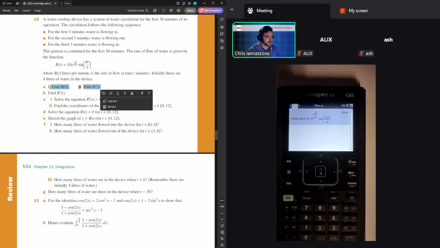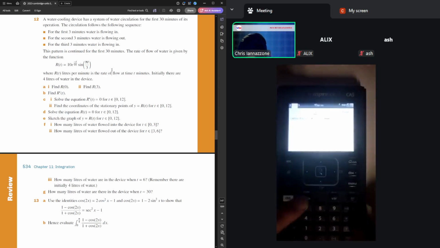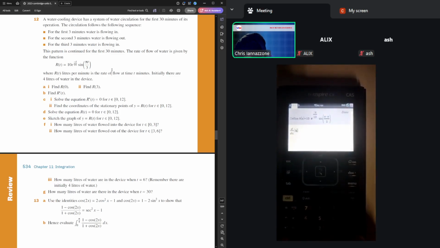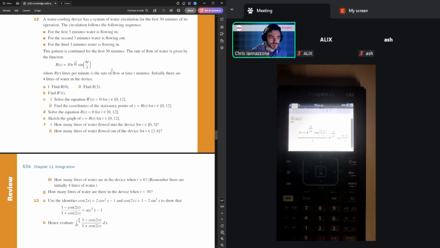But okay, the first couple of questions: find r of 0, r of 3. There's nothing worth talking about there. Just shove in 0, shove in 3. Calculator. Find the derivative. Again, nothing crazy worth talking about at all. CAS will instantly achieve that, and if you had to do it tech-free, you would use the product rule, because it's a product of the exponential and the circular function.